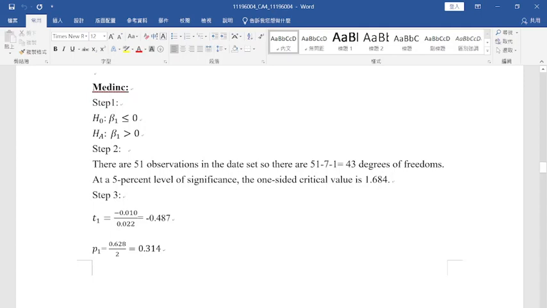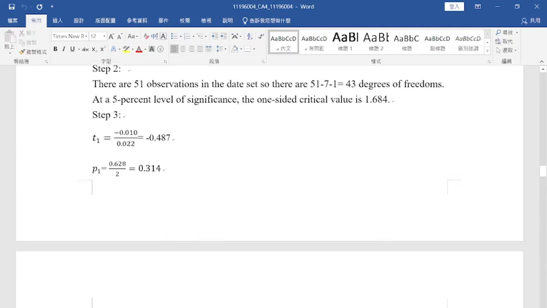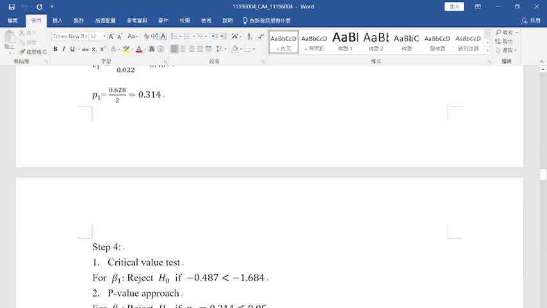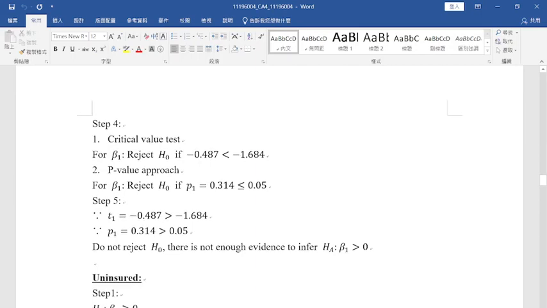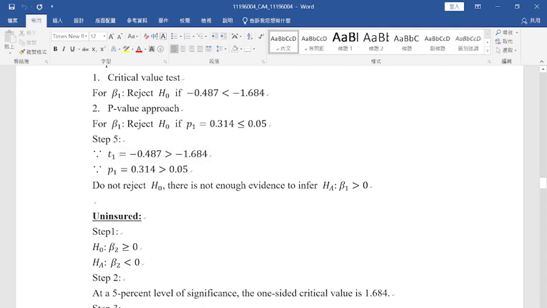So the critical value will be 1.684. And step 4, the rejection rule for the critical value test is that if the t statistics is smaller than the critical value, we reject the null hypothesis.